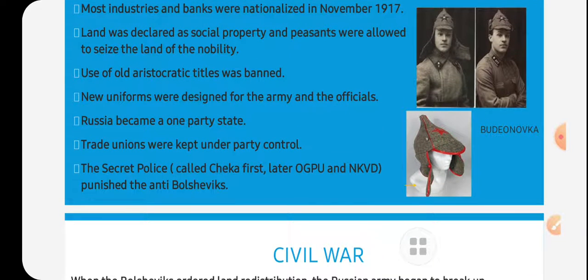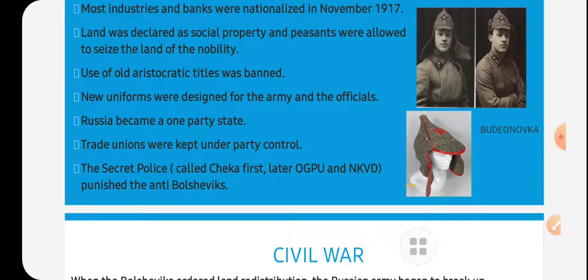So a new uniform was designed. Now you can see in the picture, like the cap. In the French Revolution we have seen the Phrygian cap was used. Here you see that the Budenovka cap was introduced and a new design of army uniform was introduced.